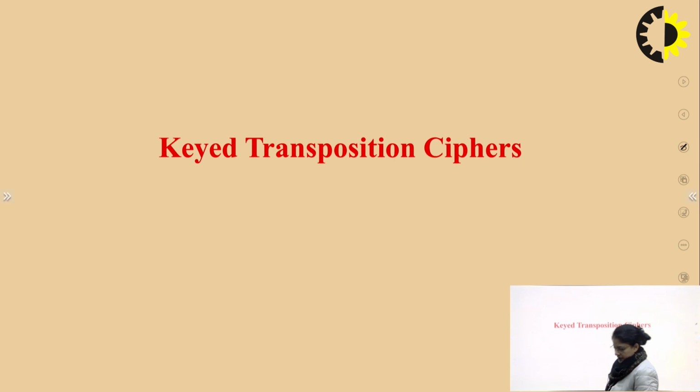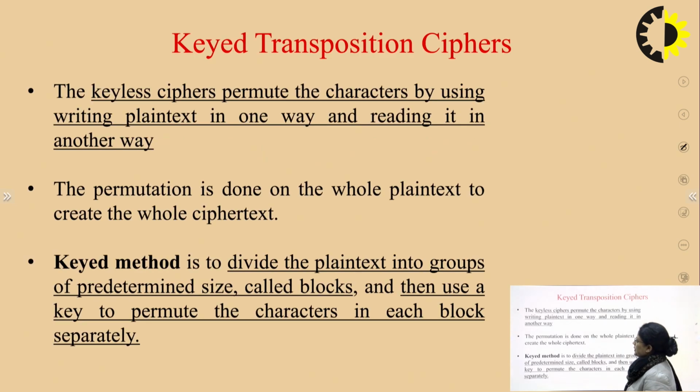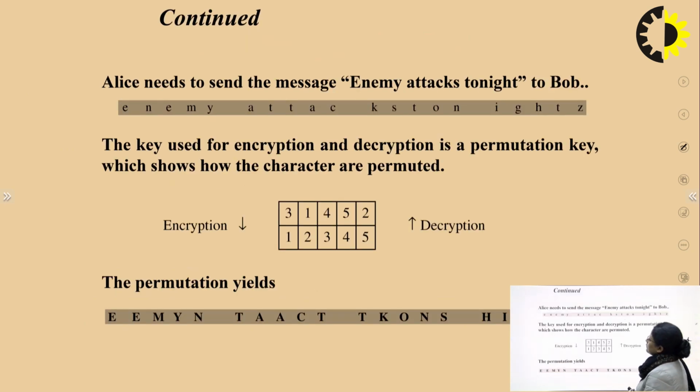Now let us come to the keyed transposition cipher. The very name says that we are using a key in this kind of cipher. In this case, we divide the plain text into groups of predetermined size called blocks, and then we use the key to permute the characters in each block. Let us take an example. Let us say we have "enemy attacks tonight." This is the plain text.